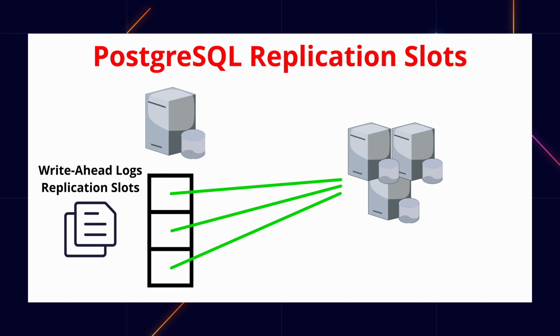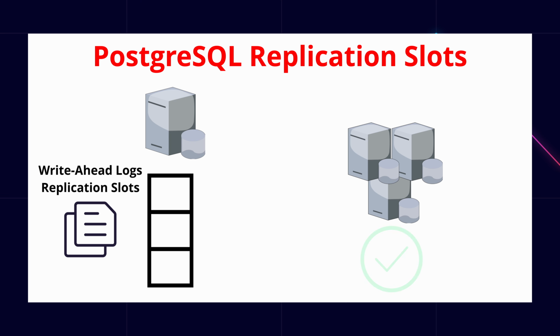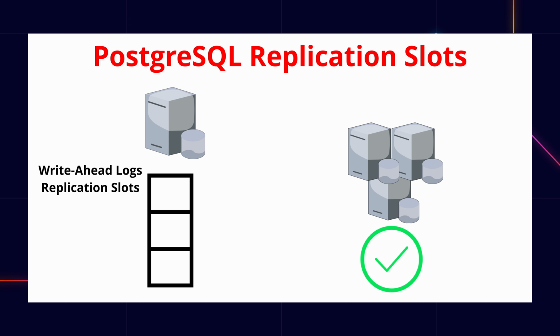Each replica will consume a replication slot, so the primary database knows that it's consuming these logs, and the primary database will keep the logs until the replica confirms it has them all. This guarantees that the replicas will always have all the data needed to synchronize with the primary database server, even if there's a temporary disconnect between the primary and replica servers.